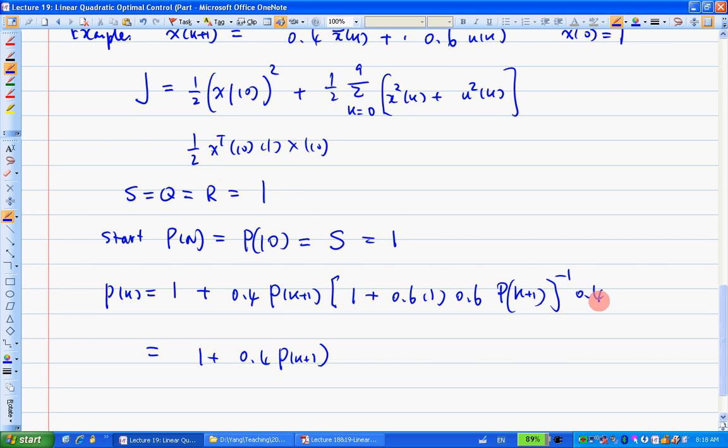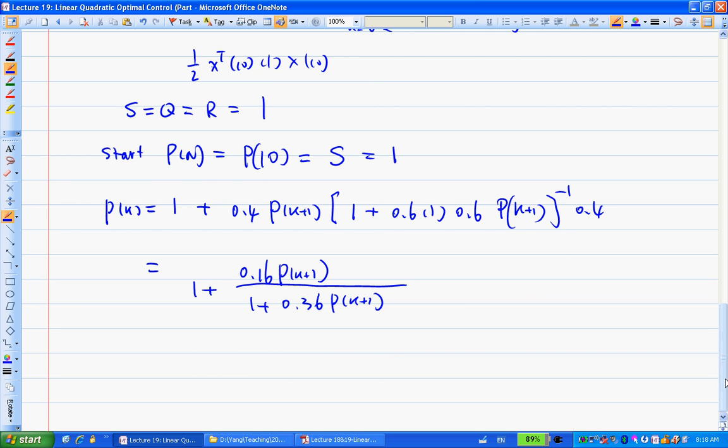So there's 0.4 squared, so this is going to become 0.16, right? 0.16. And then divided by what? By 1 plus 0.36. Like this, right? Okay, so this is your discrete quadratic equation.